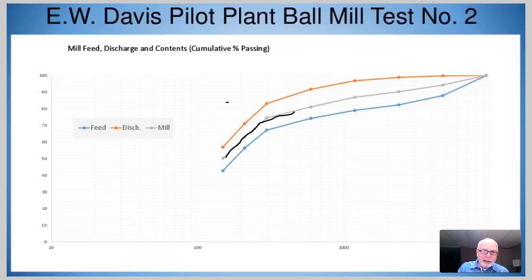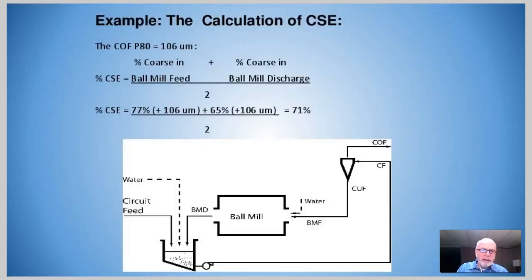So if we take a particular size, if we have the size analysis of the mill feed and the size analysis of the mill product, we can estimate the amount of that material inside the mill. So this allows us to calculate the percentage of plus P80 size material in the mill. And let's do an example of that on this next slide.